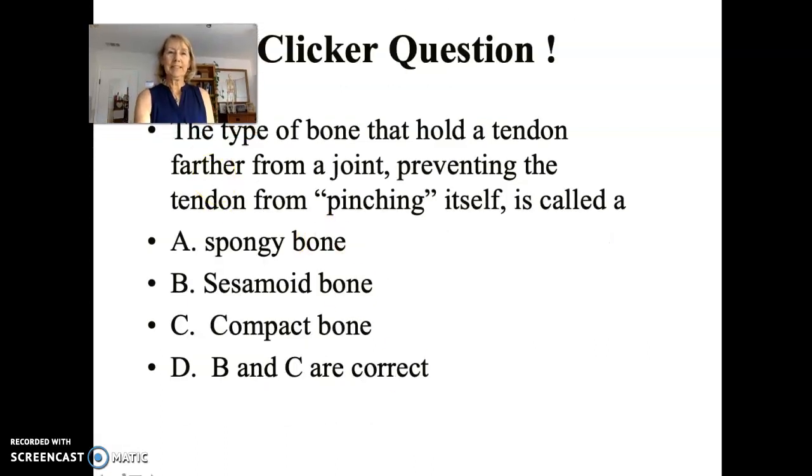I'll put a clicker in here. The type of bone that holds a tendon farther from a joint, preventing the tendon from pinching itself. Oh, I didn't tell you what this is. So this is the sesamoid bone. When a tendon goes over a joint, that can create a problem because the tendon can get pinched inside there. So we have some bones which are very nicely located at the location of a joint, and that's going to make it so that that tendon is farther away from it, preventing getting pinched. Sesamoid bone.